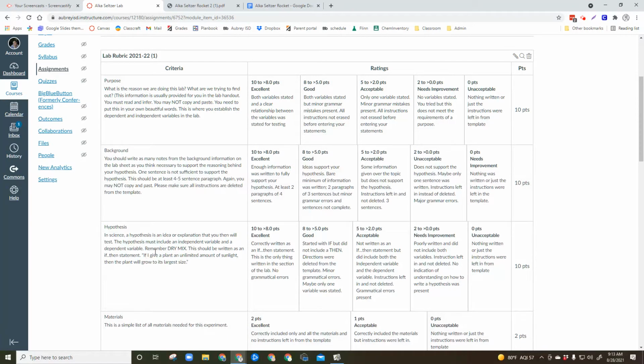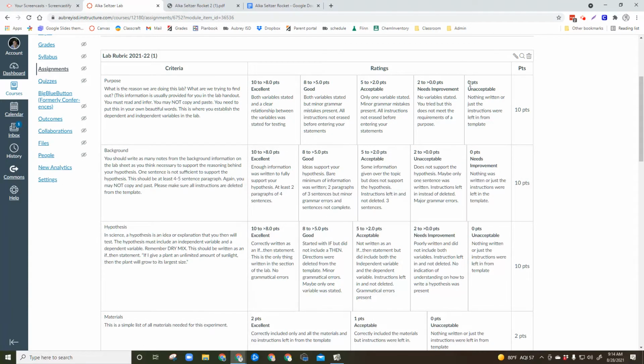Okay, so that's the same instructions. So here is how you get your points. For the purpose here, it's either 0 points, 2 to 0, 5 to 2, 8 to 5, or 10 to 8, all of the points here. So it tells you what you have to do to get this amount of points.